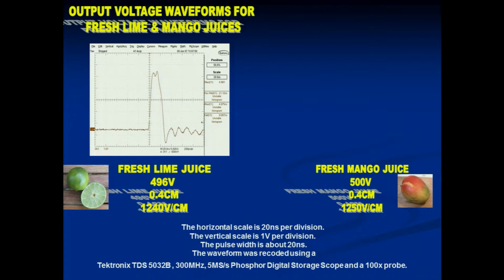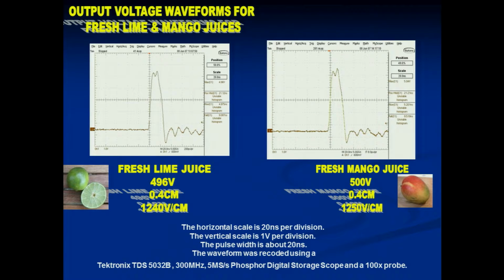So we studied using, you see, fresh lime and mango juice. Okay, we applied 496 volts. We used those cuvettes. You remember the pulse generator I showed you, there were cuvettes, okay, there was a 4 millimeter gap, we used that one, okay.